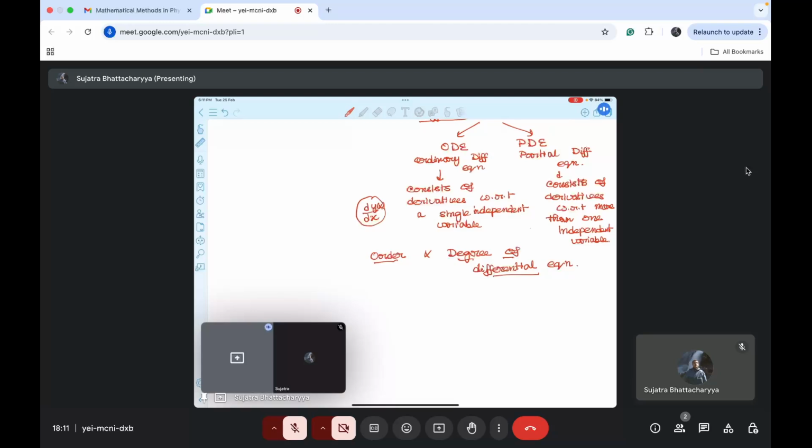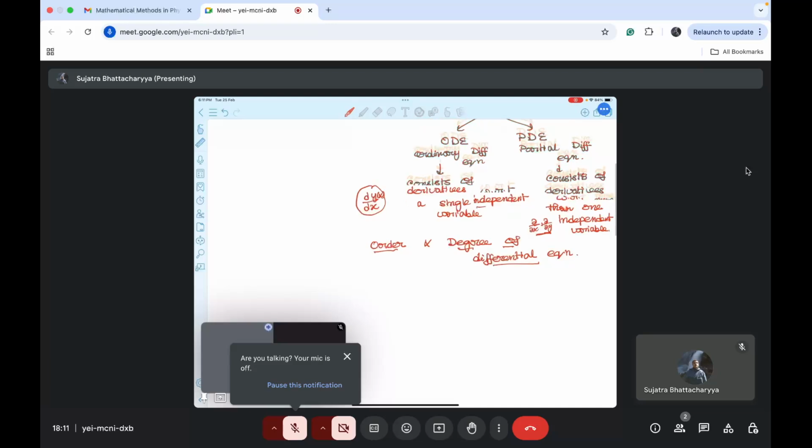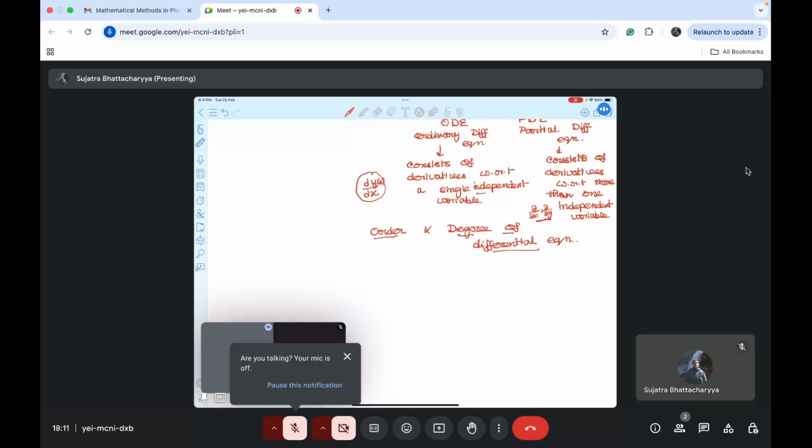But here it can be del x, can be del y, and higher orders as well. So more than one independent variable. So it's not dependent, it will be independent variable. Fine. Order and degree of a differential equation.